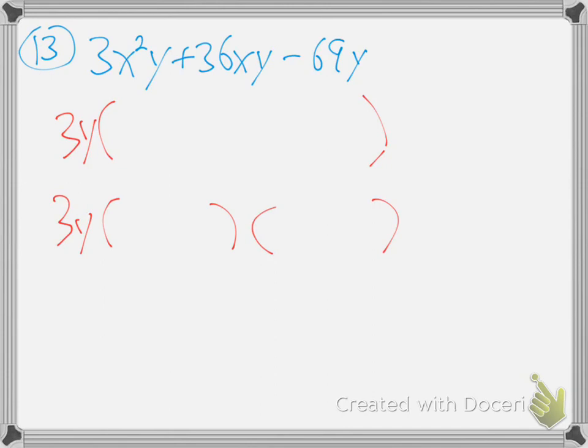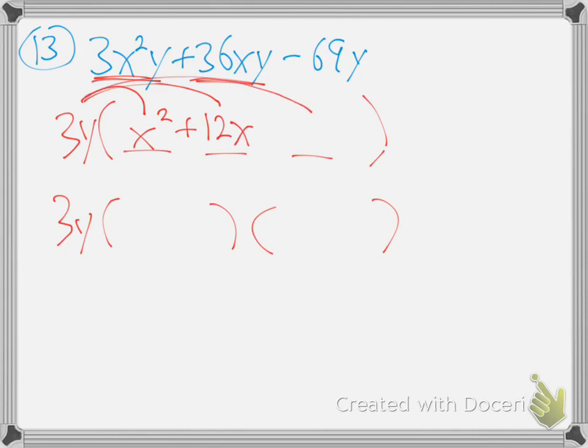All right, so take out the 3y, and there's going to be 3 things in here. 3y times what will go back to 3x squared y? x squared. And 3y times what will go back to 36xy? 12x. Yeah, that's right. 12x. And then 3y times what will go back to minus 69y? Use your calculator. Just divide by 3. Yeah, you'll get minus 23.